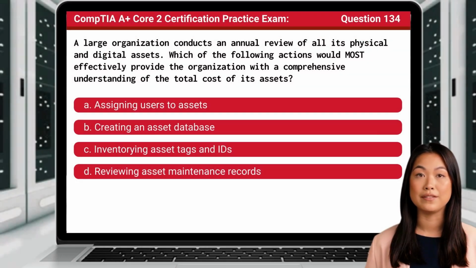Question 134. A large organization conducts an annual review of all its physical and digital assets. Which of the following actions would most effectively provide the organization with a comprehensive understanding of the total cost of its assets?